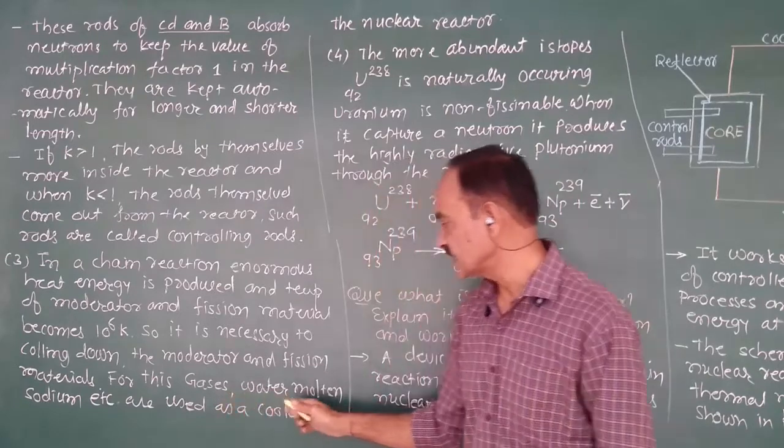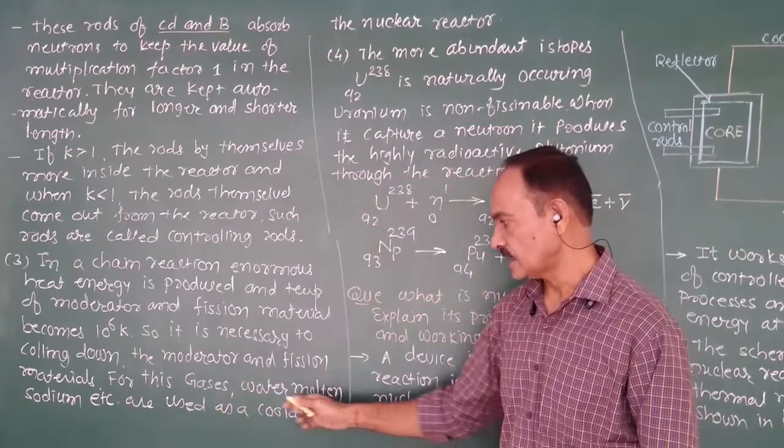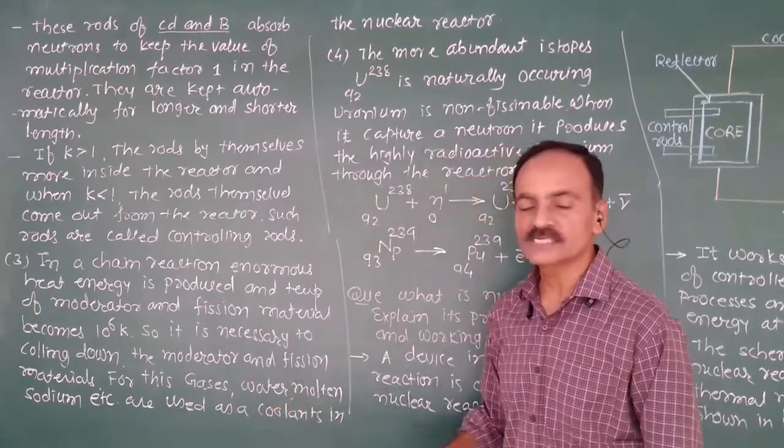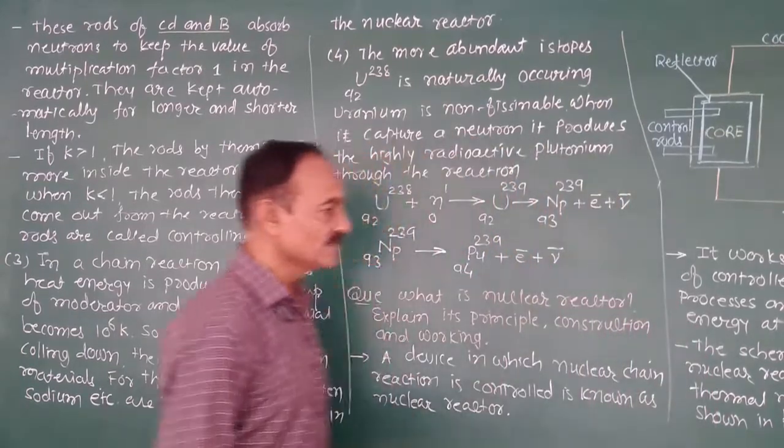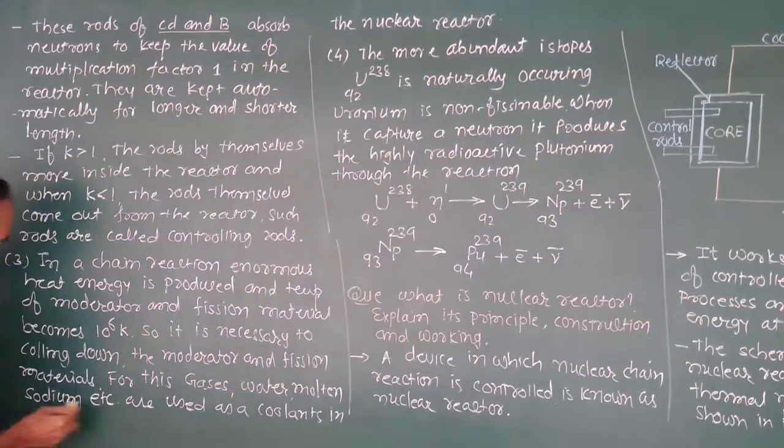Gases, water, molten sodium, etc. are used as a coolant. So here also is a one-mark question: in a nuclear reactor, which of the following materials is used as a coolant?